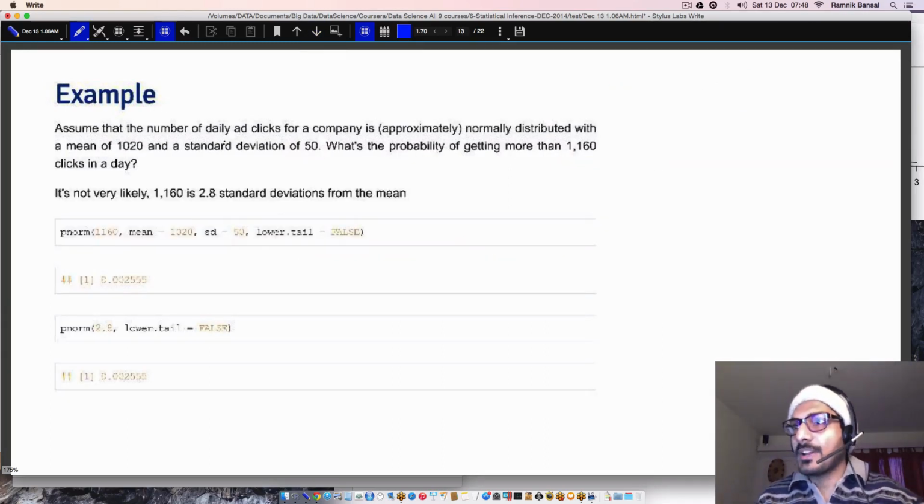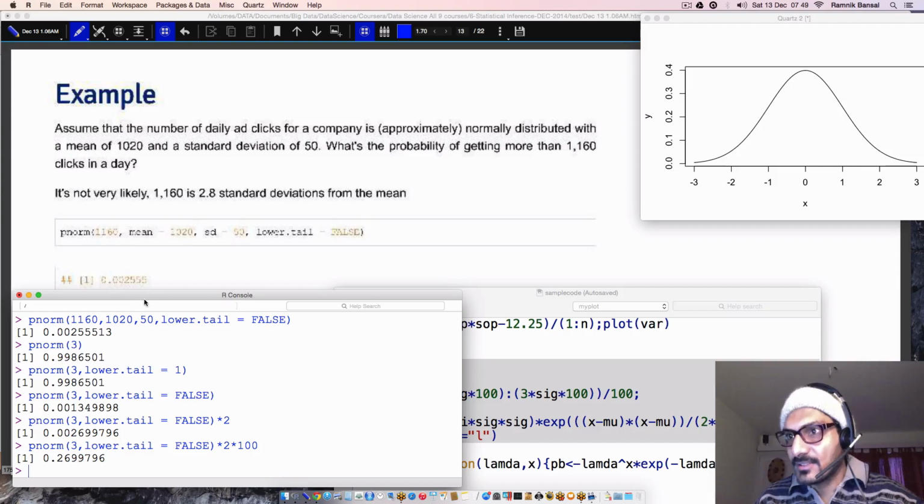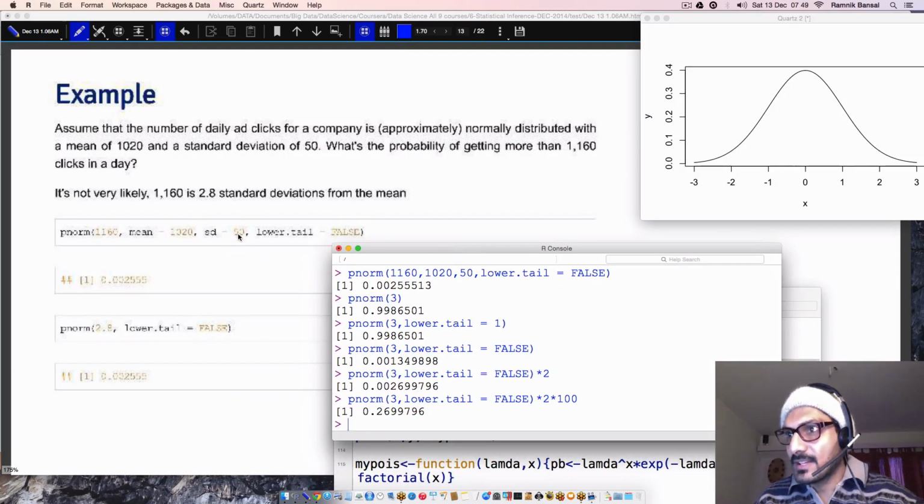Assume that the number of daily clicks is normally distributed. We've already solved this, and this is what we also got. You can refer to your slides. What he's saying is SD is equal to 50 and so on, and you get your answer, which is 0.0025. As Lavita said, we can also just divide it, so pnorm of 2.8 standard deviations will give me the same answer. Both ways are the same.